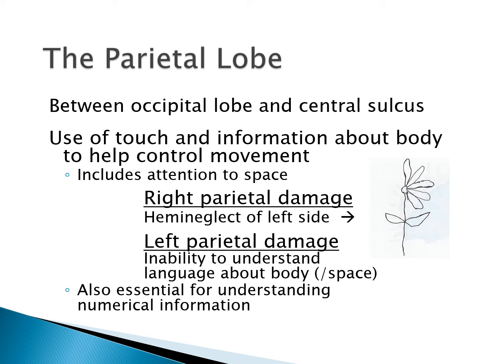Because what we're doing is we're going to take that visual information and put it together with information about my body. Part of what the parietal lobes are doing includes this attention to space so that we can navigate throughout our worlds. So when we look at right parietal damage, we have this hemi-neglect or unilateral neglect.